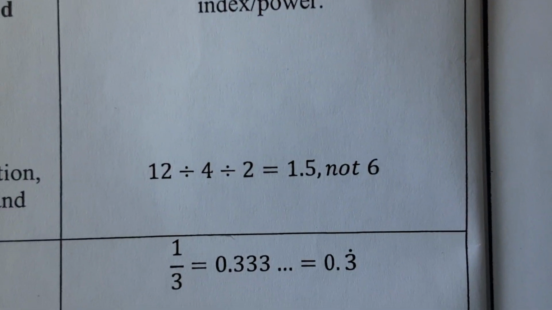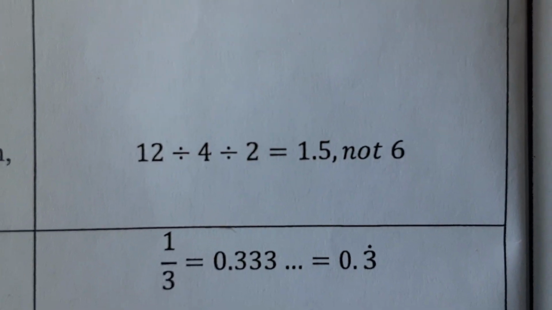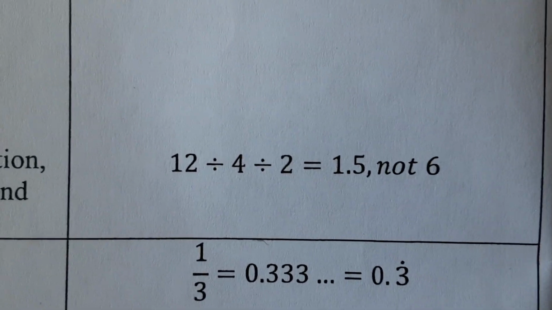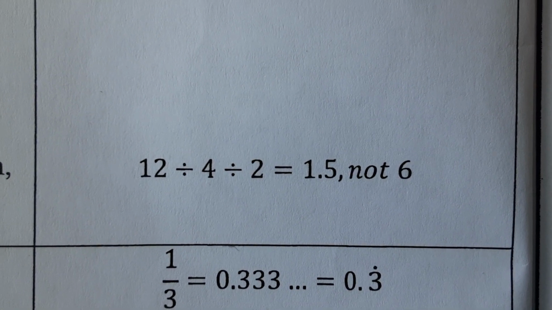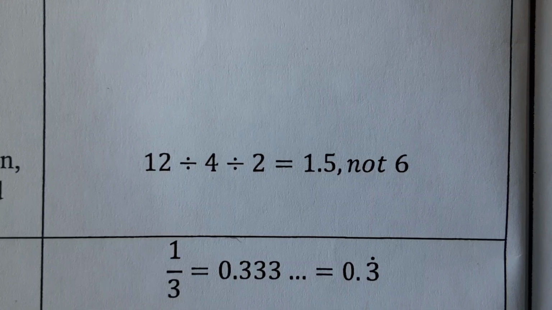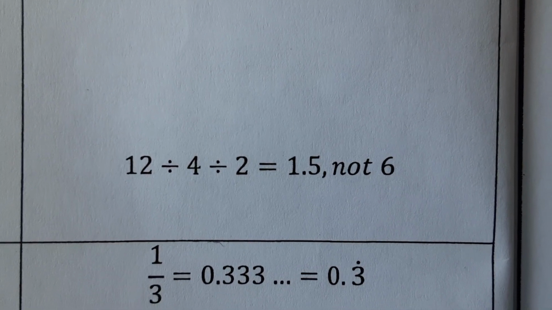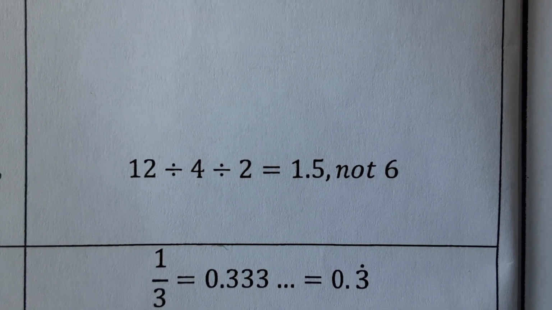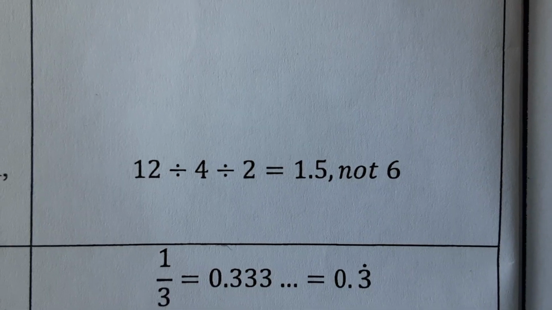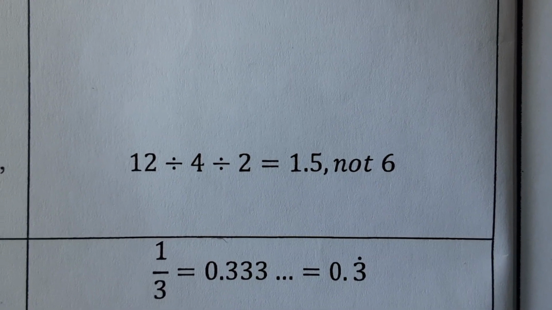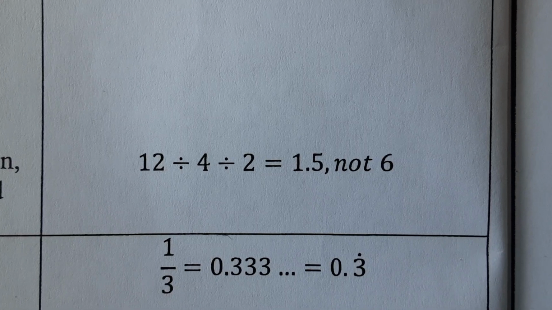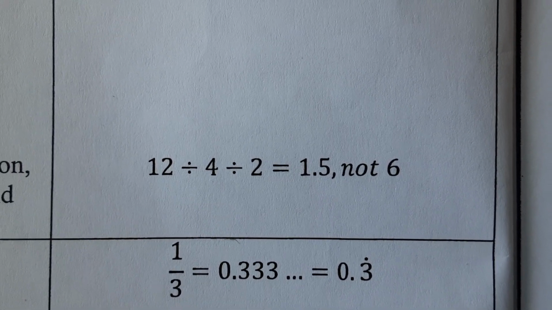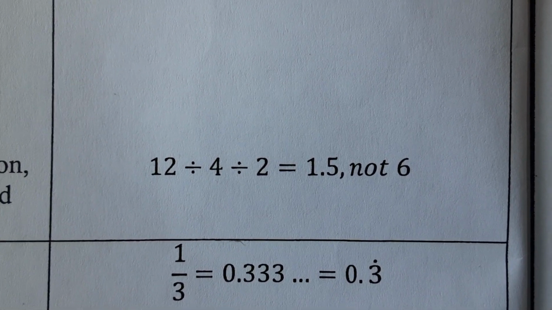Okay, perfect. Now we've got 12 divided by 4 divided by 2. Okay, so it equals 1.5, not 6. First of all, you would have to do 12 divided by 4, which would give us 3, and 3 divided by 2, which gives us 1.5. Some people do 4 divided by 2, which gives us 2, and then 12 divided by 2, which gives us 6. And that is not entirely correct. Remember, we work from left to right, okay?